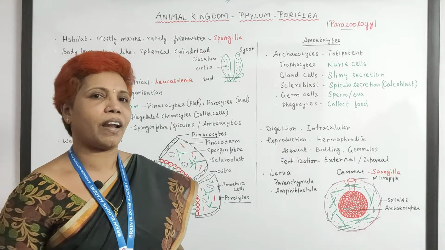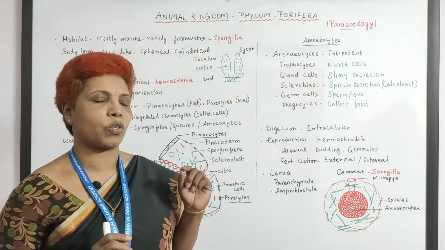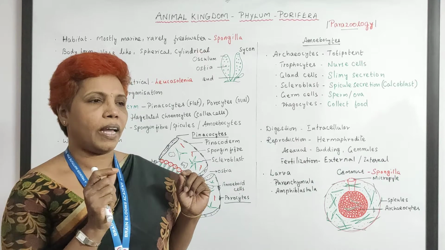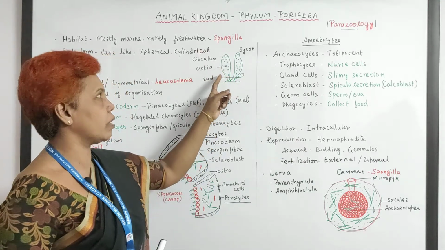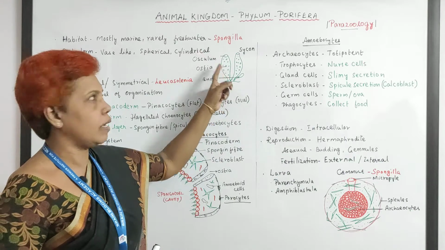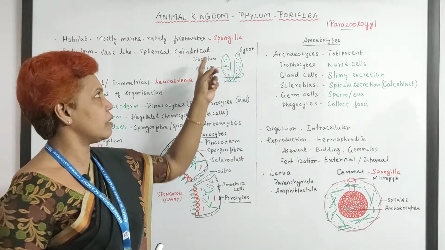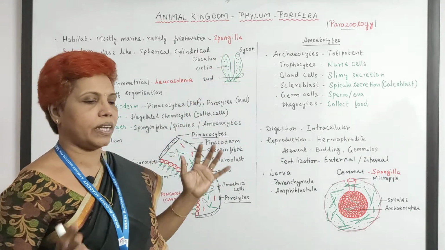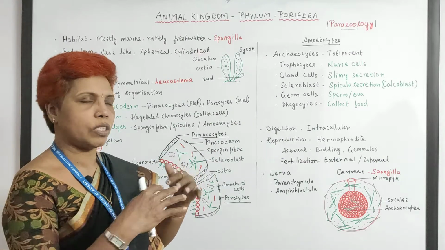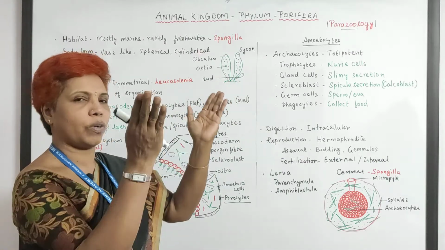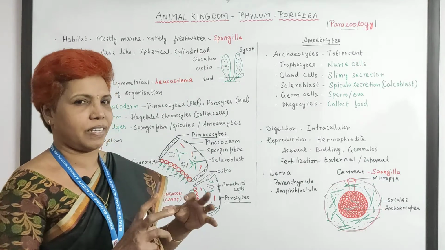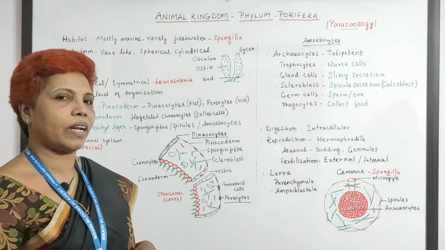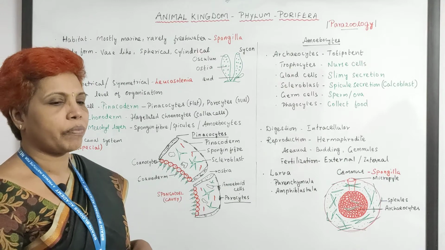And Porifera means pores. The body has got minute pores and then one big pore on the top. See the small pores all over are called ostia, and the top one, the big one, is called osculum. So water gets into the animal through the small pores and then comes out like a fountain through the osculum. So this is the general feature.